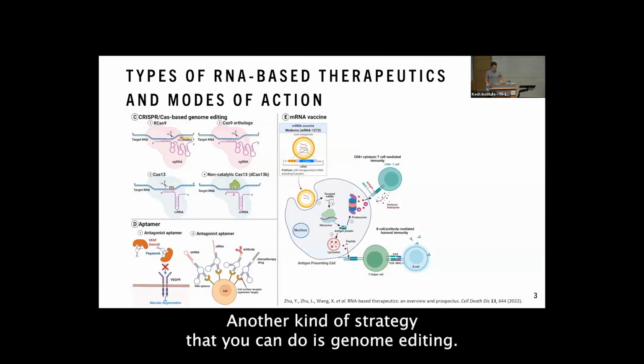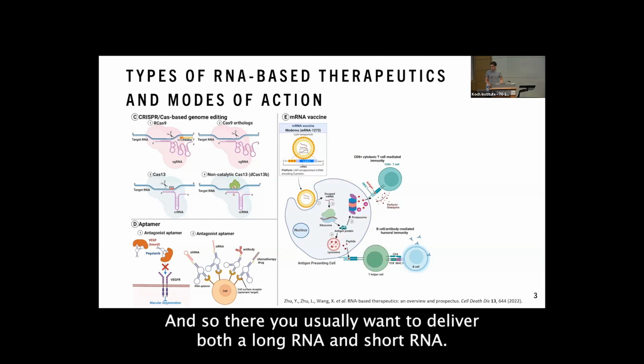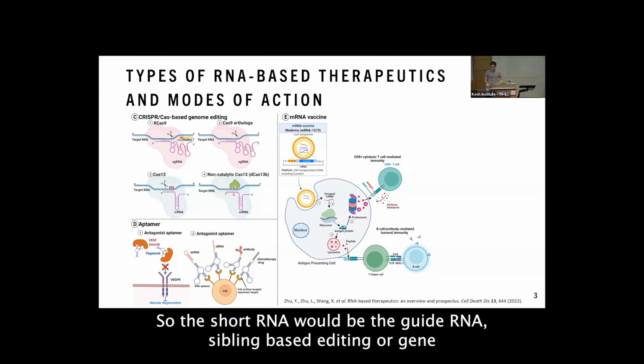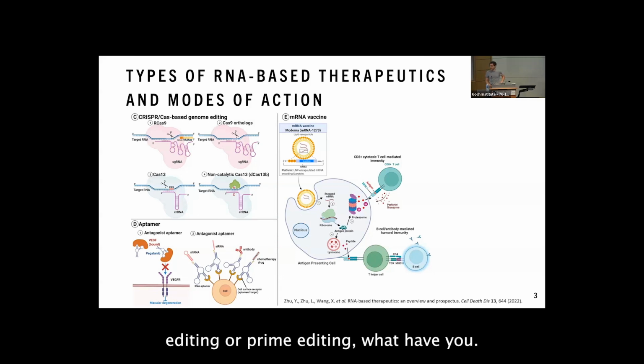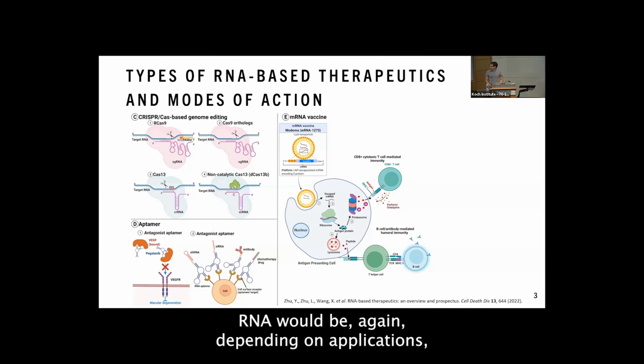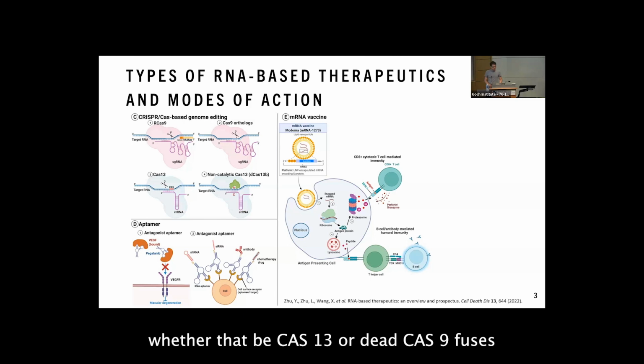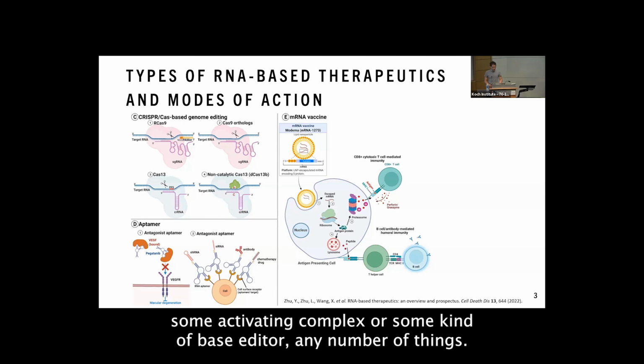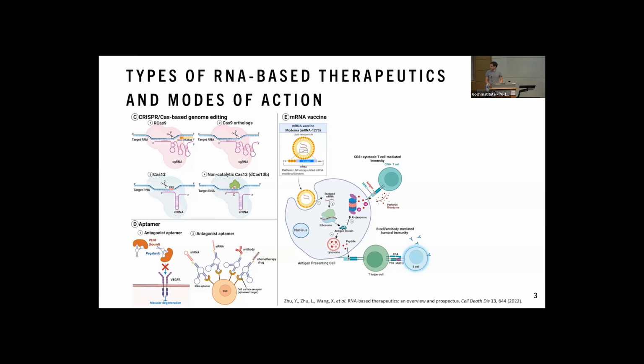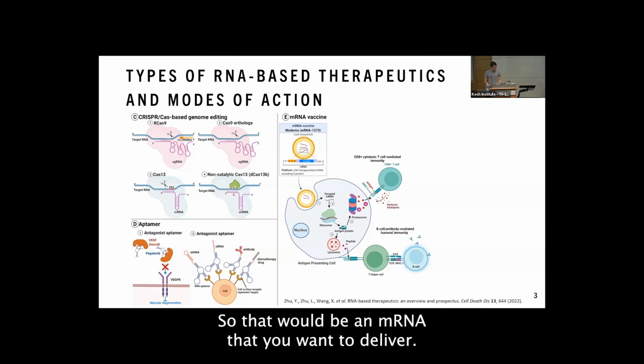Another strategy is genome editing. There you usually want to deliver both a long RNA and a short RNA. The short RNA would be the guide RNA for doing base editing or gene editing or prime editing, what have you. And then the long RNA would be, depending on applications, some kind of mRNA encoding some kind of gene editor, whether that be Cas13 or dead Cas9 fused to some activating complex or some kind of base editor, any number of things. So that would be an mRNA that you'd want to deliver.